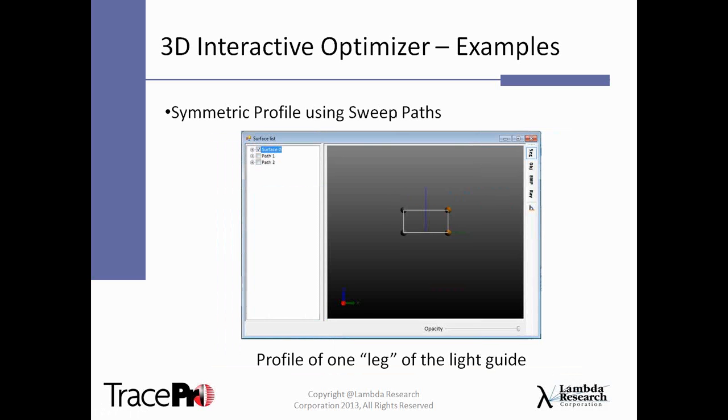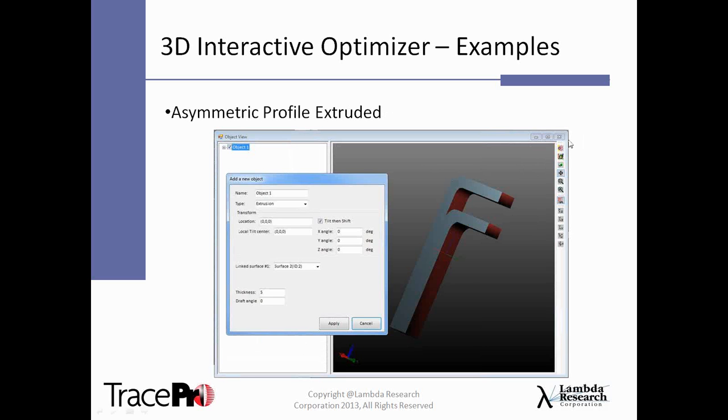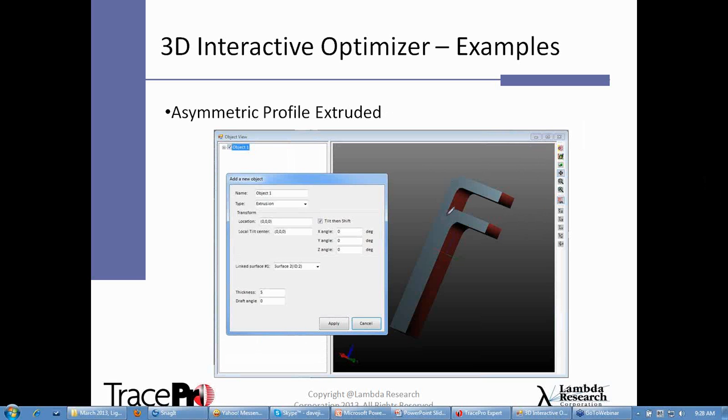Now another way of doing that same type of light guide would be to use a symmetric profile and sweep paths. So what we're going to do here is define one leg of the light guide. And going back one slide, if we look at this light guide, it can actually be considered almost 2 different parts. We have one light guide here and one light guide here, and then they're just combined together.